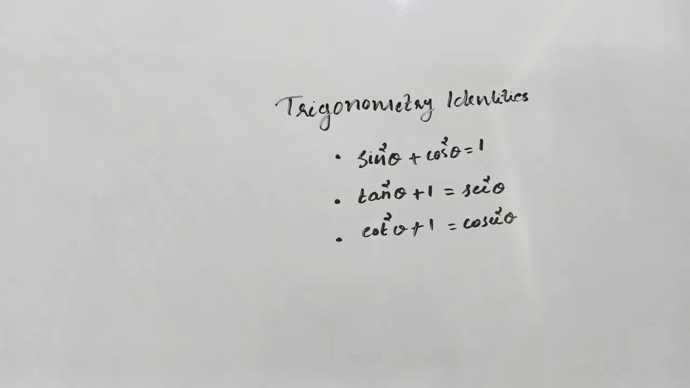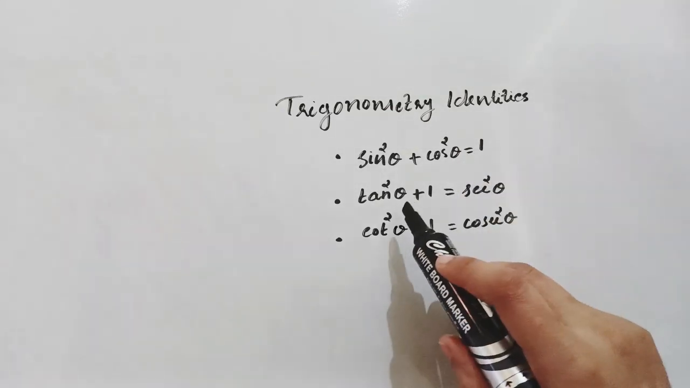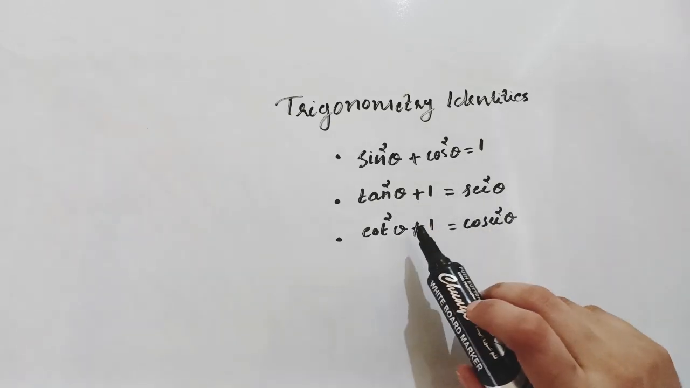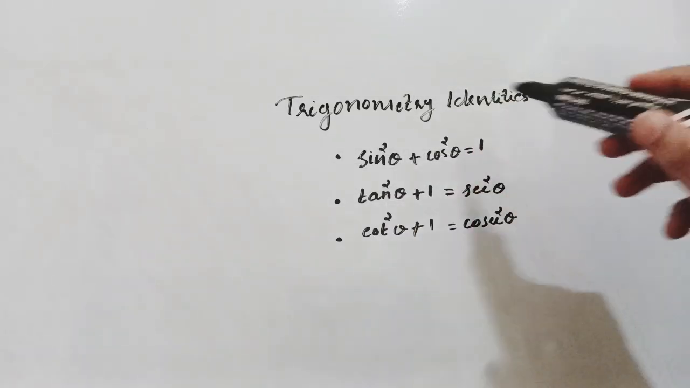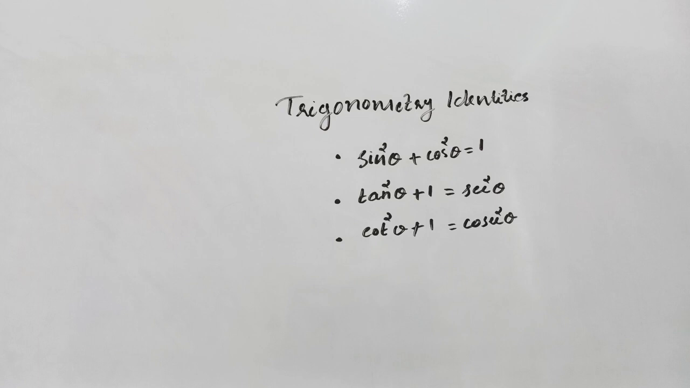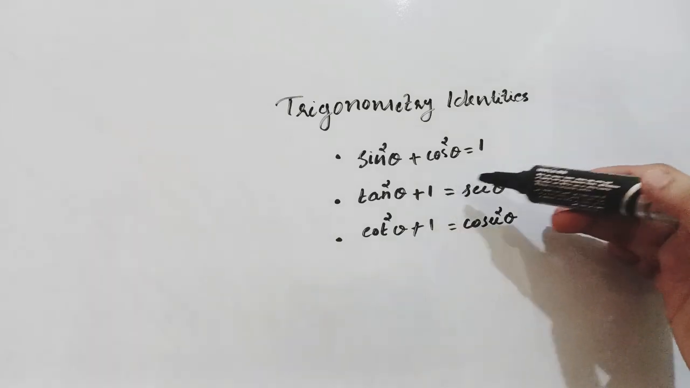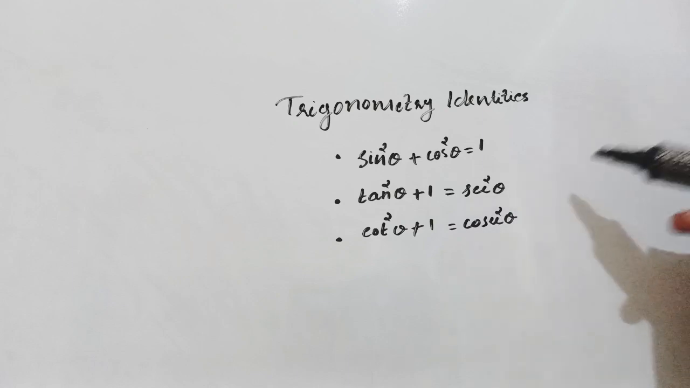Next, we have the most important trigonometric identities. That is, sin square theta plus cos square theta equal to 1. Tan square theta plus 1 equal to sec square theta. Cot square theta plus 1 equal to cosec square theta. These are the identities related to the 6 functions.